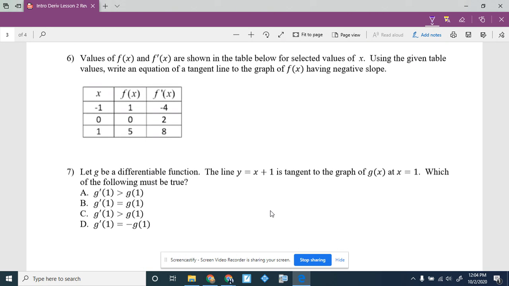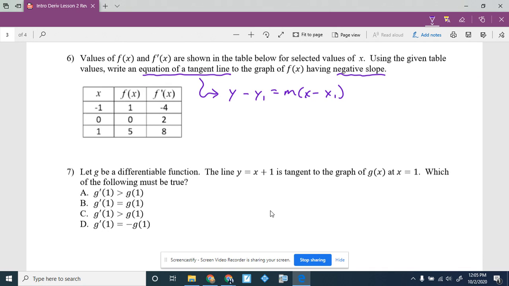6, it says values of f of x and f prime of x, so for the function and the derivative, the slope producing machine, are shown in the table below for selected values of x. It says using the given table values, write an equation of a tangent line to the graph of f of x having negative slope. So a little weird. So first off, for the equation of any line, guys, we use the point slope formula. y minus y1 equals m times x minus x1. Now, it would have been nice if they said write the equation of the line at x equals 0 or at x equals 1 or at x equals negative 1, but they said write the one that's going to have negative slope.